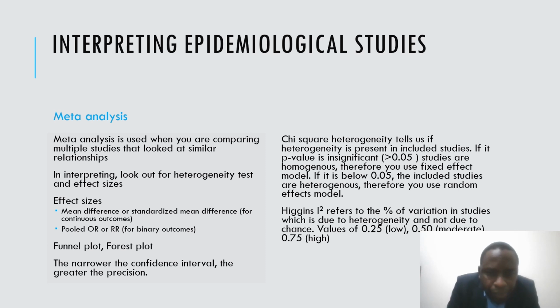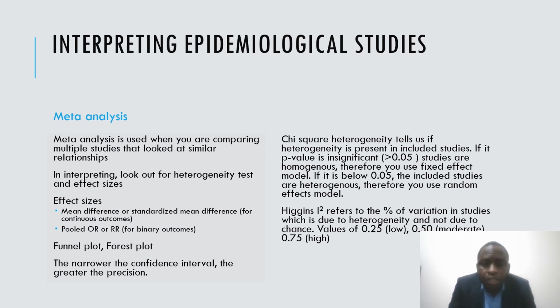Okay, for studies where the outcome measures are continuous variables, while for studies where the outcome measures are binary variables, you look at the words pooled odds ratio or pooled relative risk. All right, or pooled risk ratio. So those are the effect sizes that you will see in a meta-analysis.